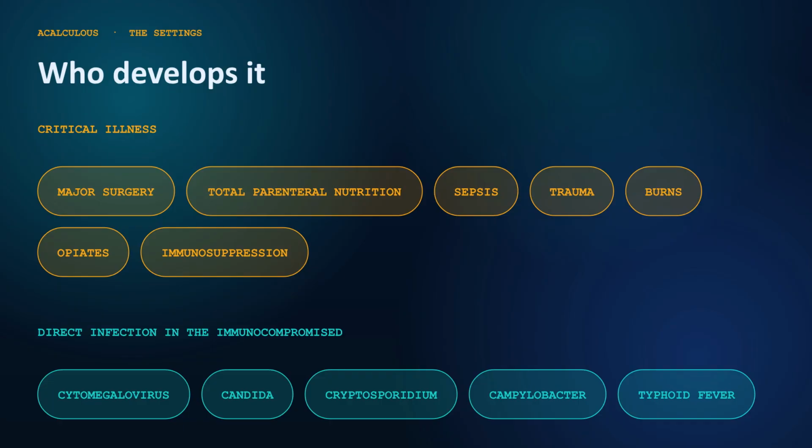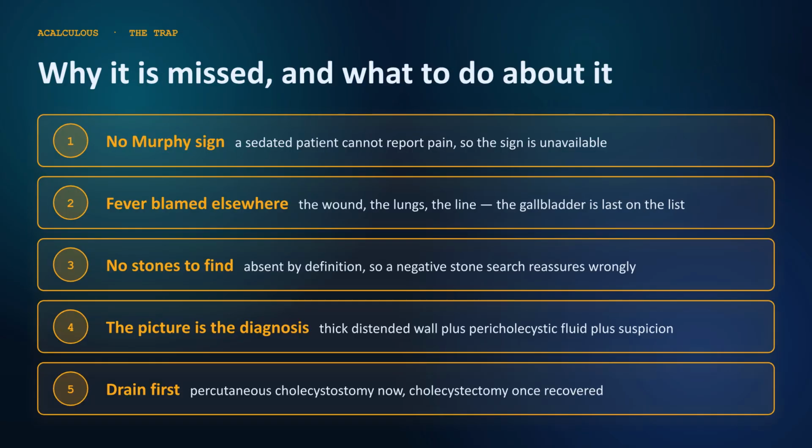There is a second group. In immunocompromised patients, an organism can be the direct cause. Cytomegalovirus, Candida, Cryptosporidium, Campylobacter, and typhoid fever have all been described. So, with advanced immunosuppression, this may be an infection rather than a consequence of stasis. Practically, if a patient has been in intensive care for a week and spikes an unexplained fever, put the gallbladder on the list early. Why is this diagnosis missed?